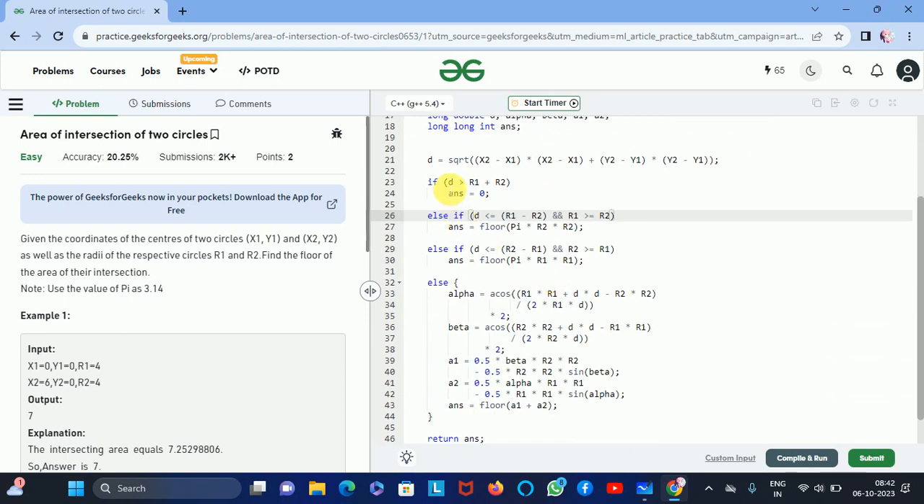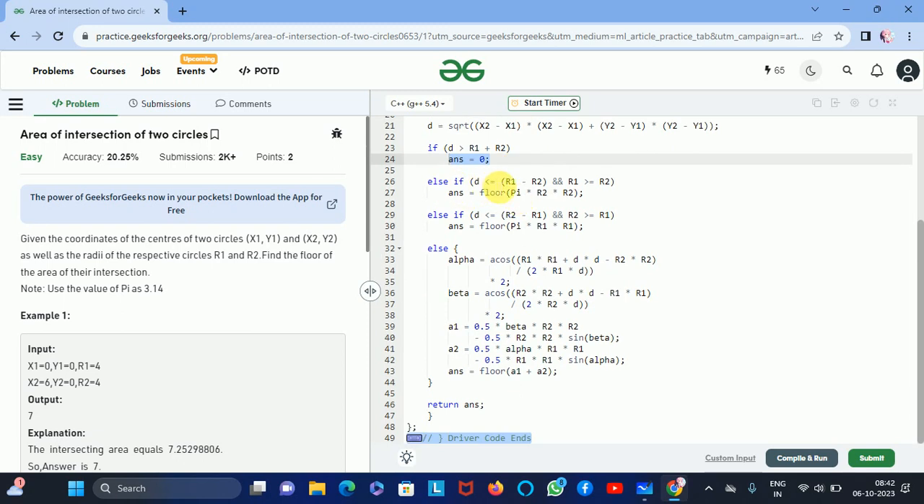And the same conditions I have applied here also. If d is greater than r1 plus r2, the common area will be 0. And if d is less than equal to r1 minus r2 and r1 is greater than equal to r2, then the area will be pi r2 square. And if distance d is less than equal to r2 minus r1 and r2 is greater than equal to r1, then the area will be pi r1 square. And if none of the conditions is fulfilled, then the area will be the general formula I have derived.